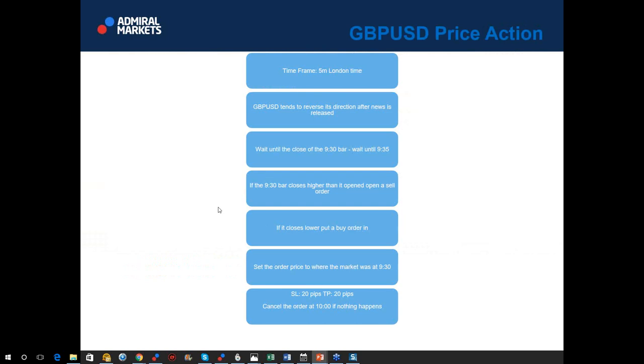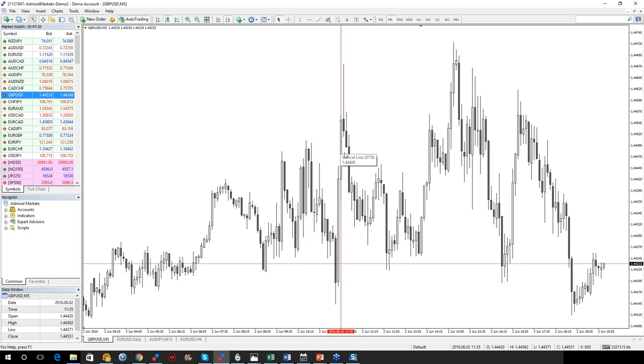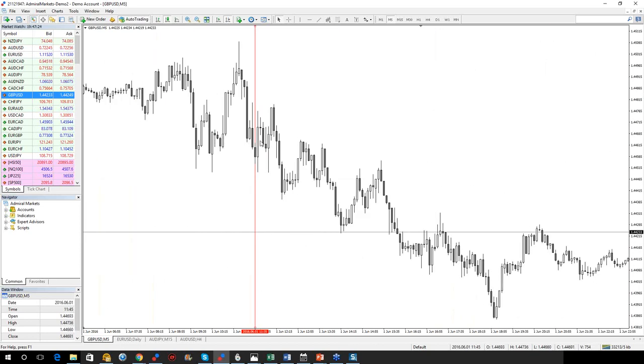These are the rules, so follow them. And pay attention, guys, to the pound news time zone. When the pound gets the news, it will be 9:30 UK time, 11:30 platform time. So wait until the close of 9:30, so it's 9:35. I always go for 9:35, as I showed you. 9:35 here. You wait for the close.